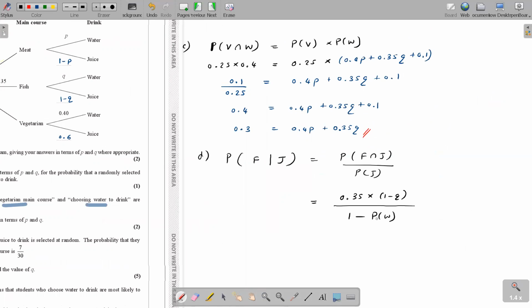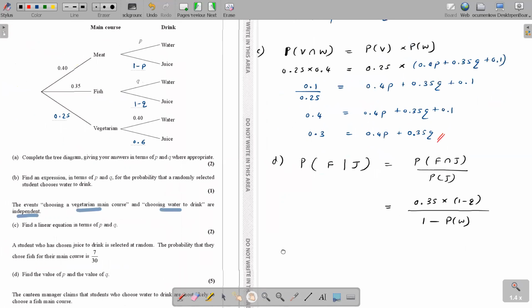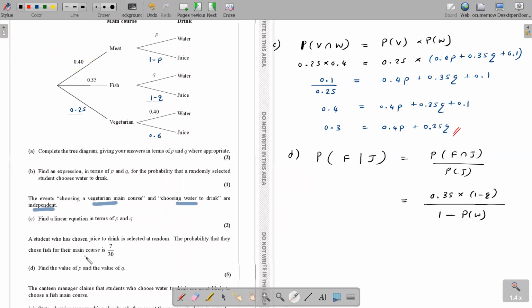So the given probability, right? The fruit, they have set the probability that they choose fish. So this given probability is 7 over 30 children. Can you see it's 7 over 30? This probability is given to it. They have mentioned it, 7 over 30.